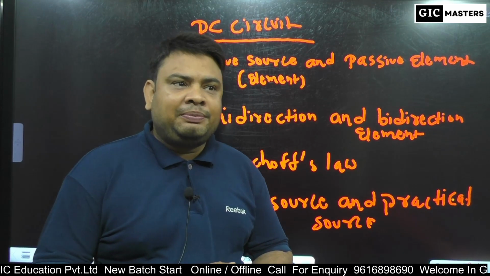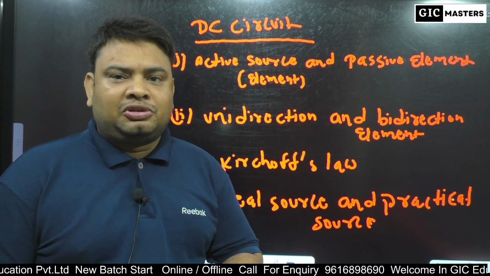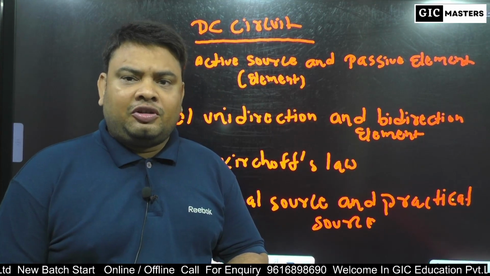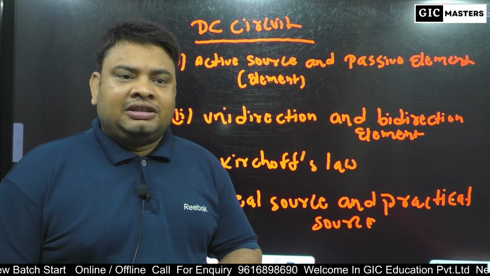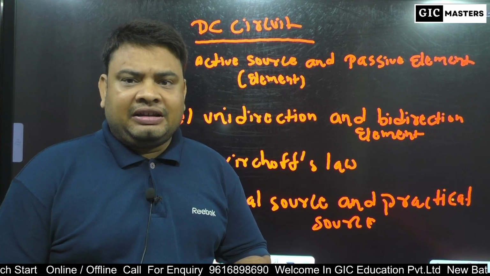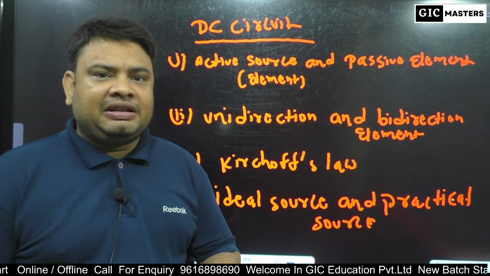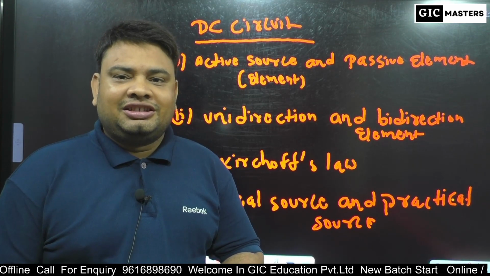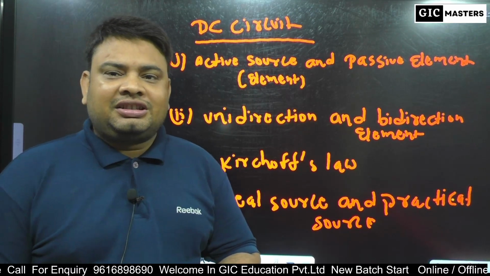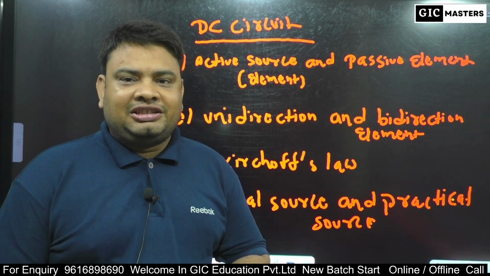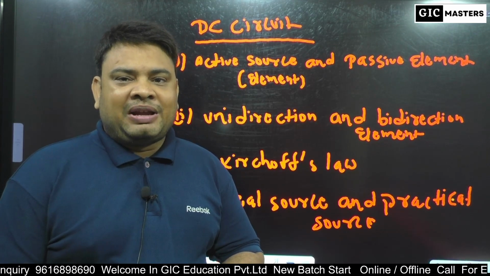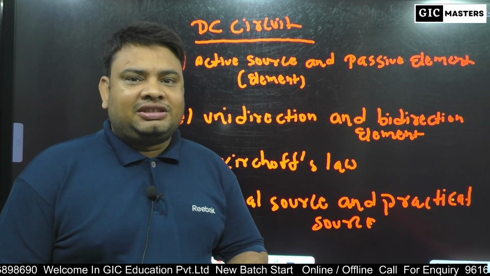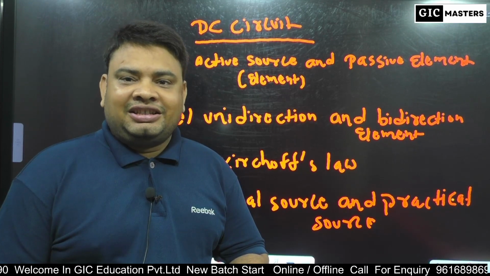So what do you mean by passive source? The passive source or passive element that absorbs or releases the energy is called a passive element. There are three types of passive element. One is inductor, second is capacitor, and third is resistor. Since inductor and capacitor store energy in the form of magnetic field and electric field, everyone knows. But resistor dissipates energy in the form of heat.